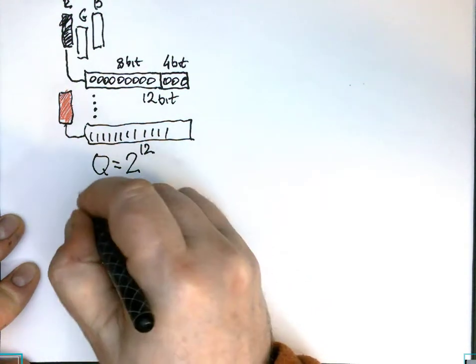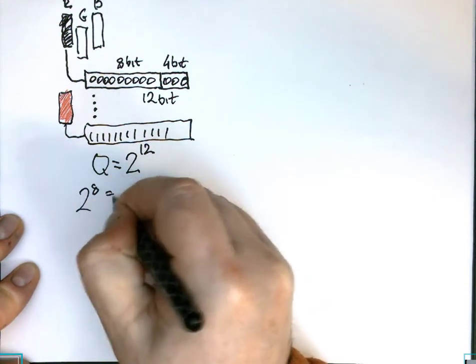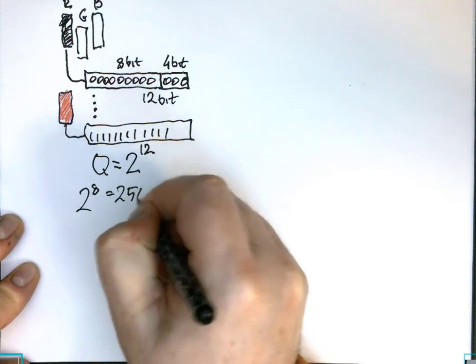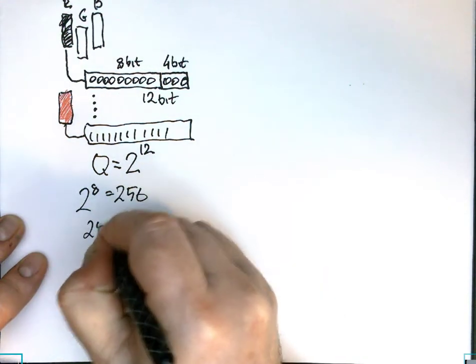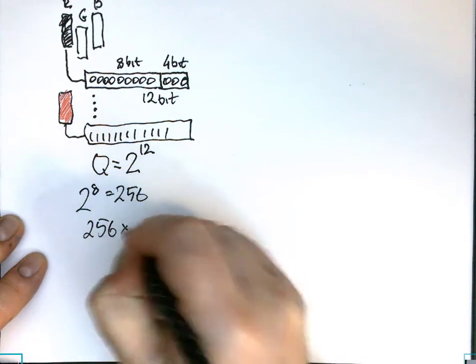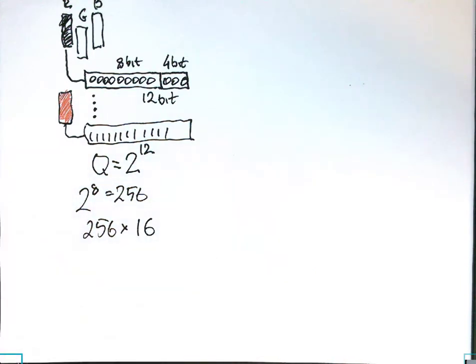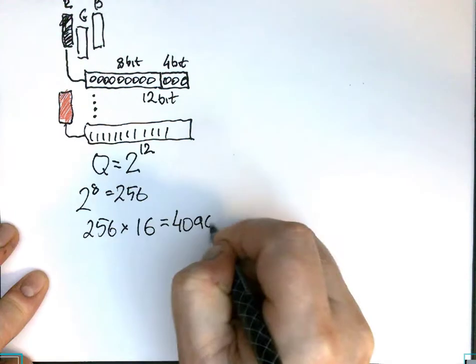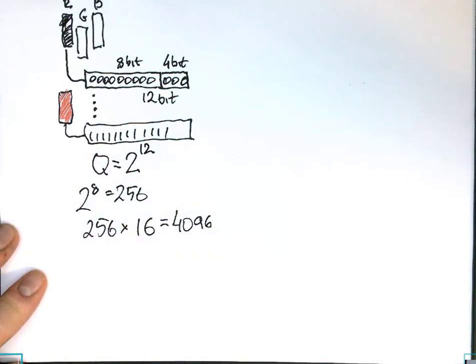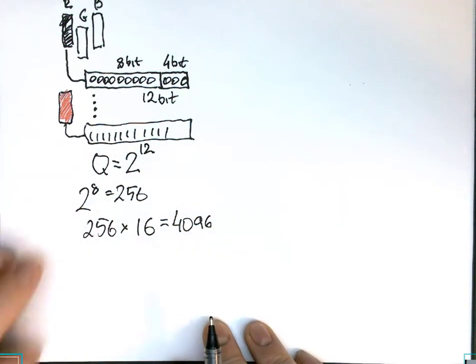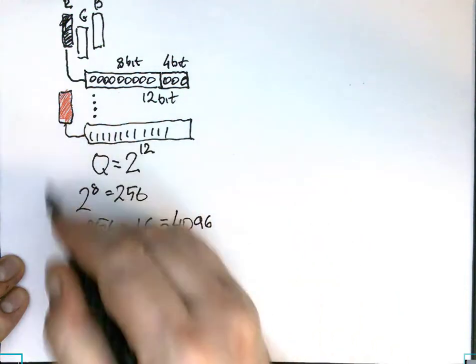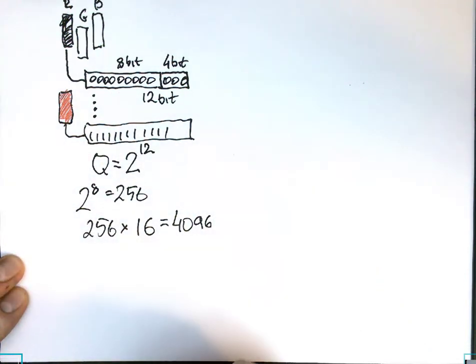Let's say we have 2 to the power of 8, which is 256. 256 multiplied by 16. And I will tell you how many combinations it will be: 4096 combinations for the red.